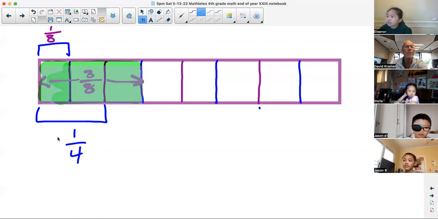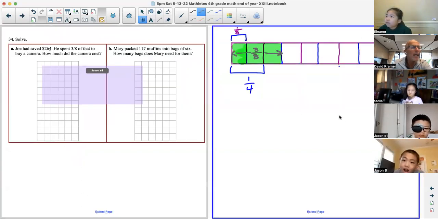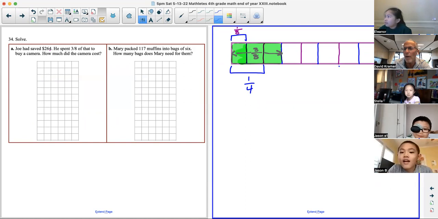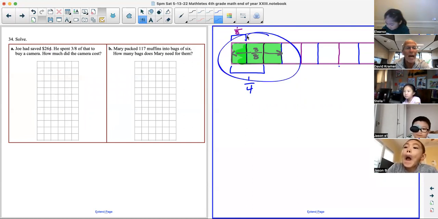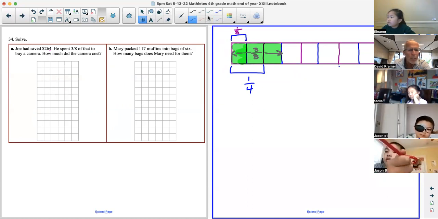3/8. So let's look at the problem that I gave you on the other page. It said Joe saved $264. And let's write that right over here, $264. He spent 3/8 of that to buy a camera. How much did the camera cost? So I don't want you to actually solve it yet. I want to ask you, what would you do? What are you thinking would be the best way to solve that?